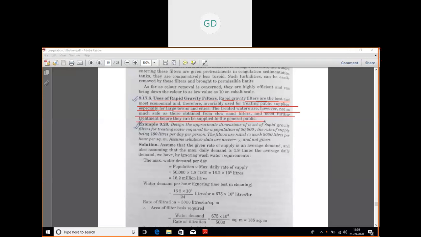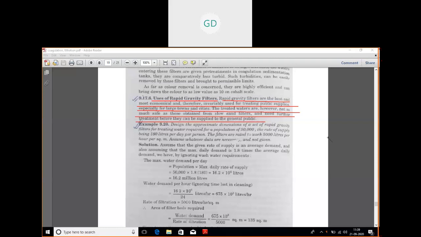So one more reason is that though rapid sand filters do not give you much purer or much safer water than slow sand filters, you can use rapid gravity filters because of the advantages that it has over slow sand filters, and also because filtration is not the last step of your treatment process. Yes, you need to go for further treatments. So if some impurity is still there after filtration by rapid gravity filters, then that water will be sent to the next step.